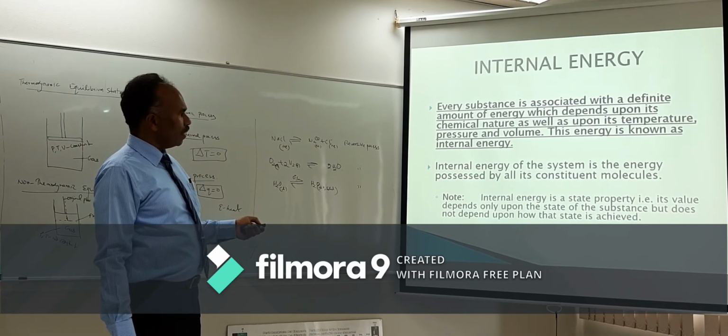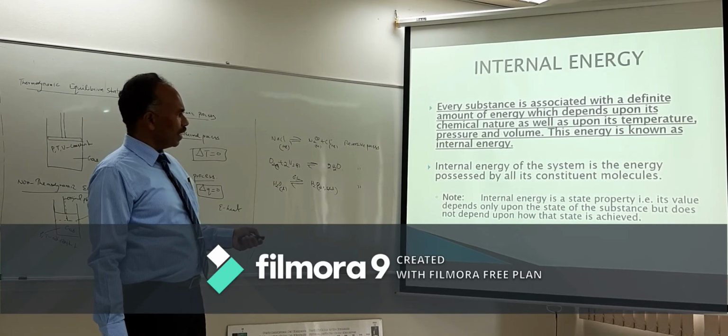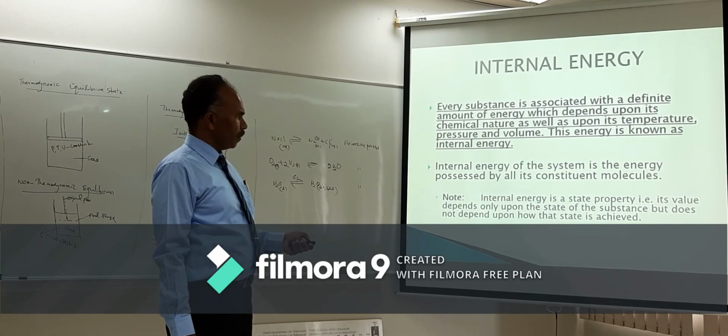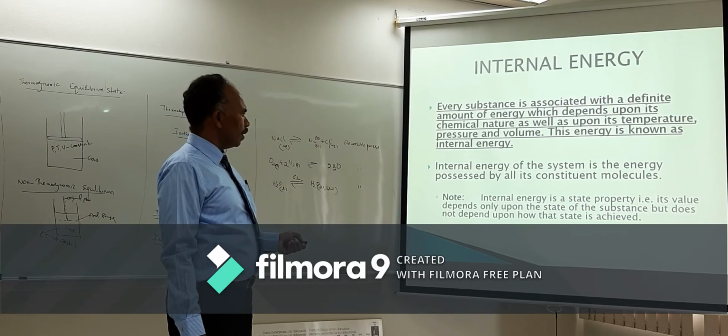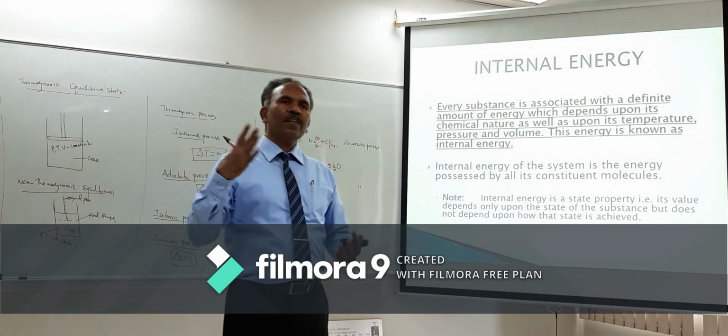This energy is known as internal energy. So the internal energy of a system is the energy possessed by all its constituent molecules. Internal energy is a state property. Its value depends only upon the state of the substance, but does not depend upon how the state is achieved. So each matter has a different amount of energy.